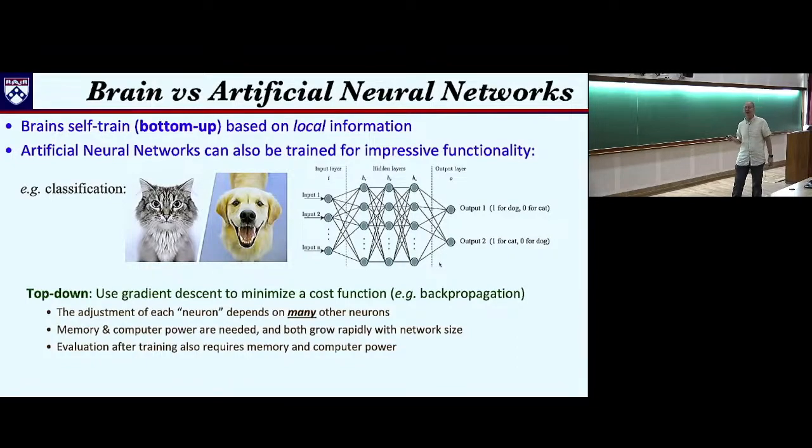So it's very computationally intensive, okay? You can't adjust one neuron without knowing what all the neurons are doing within that layer. So a vast amount of memory and computer power is needed, and it grows in proportion to the system size. Even when you're done with the training phase and you're in the evaluation phase and want to do the forward computation, it also requires memory and computer power because this is, remember, an artificial neural network and exists in the lab. Okay, so that's an artificial neural network.